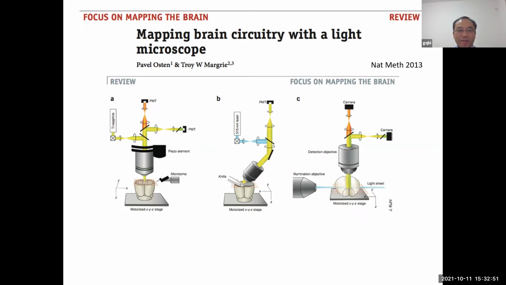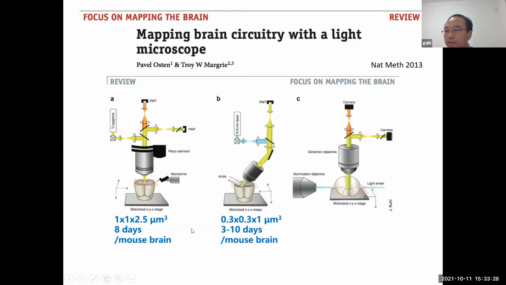About 10 years ago, people began developing more efficient methods. There are 3 examples shown here from Pavel Osten's review. One is called serial two-photon tomography, and the other is called MOST, which images on the edge of the nerve. And the third one is a clearing of the whole brain and the use of light sheet microscopy.